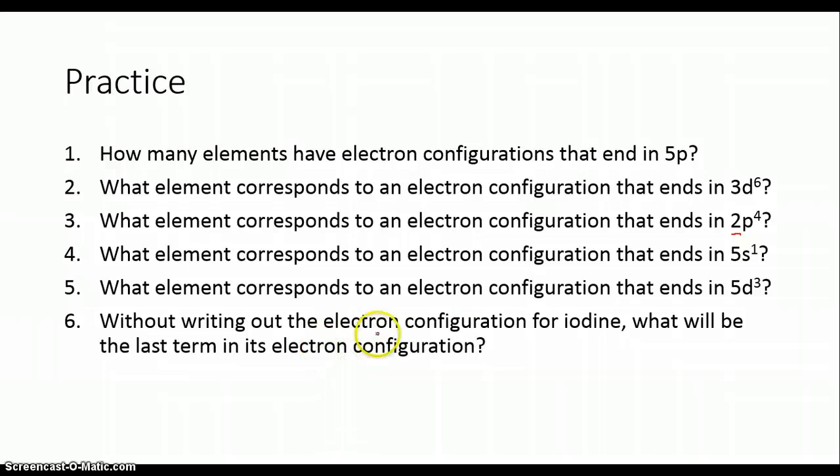Last one right here: without writing out the electron configuration for iodine, we want the last term in this electron configuration. By identifying its location on the periodic table, it's in the 5th row, the 5th period. It's in the p block, and it is 1, 2, 3, 4, 5 spots over. So its last term will be 5p5. This is a great way for us to identify electron configurations quickly and easily.